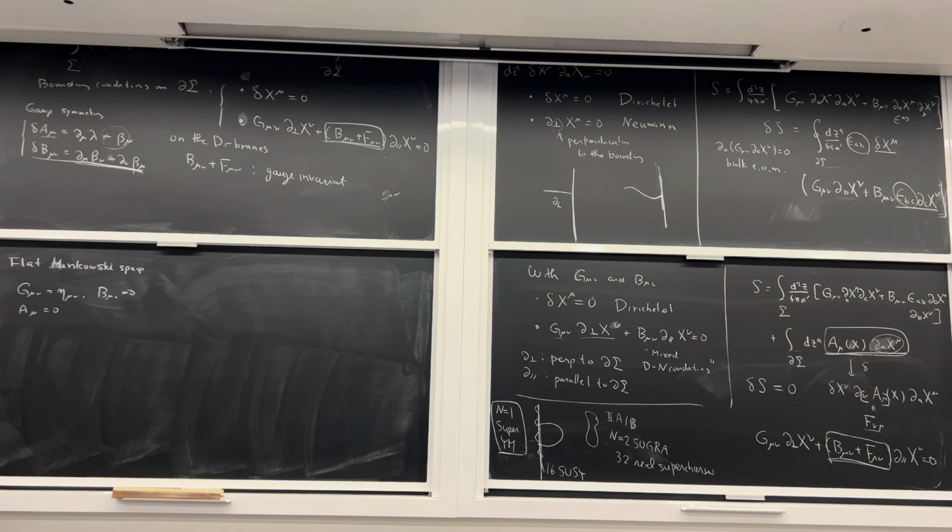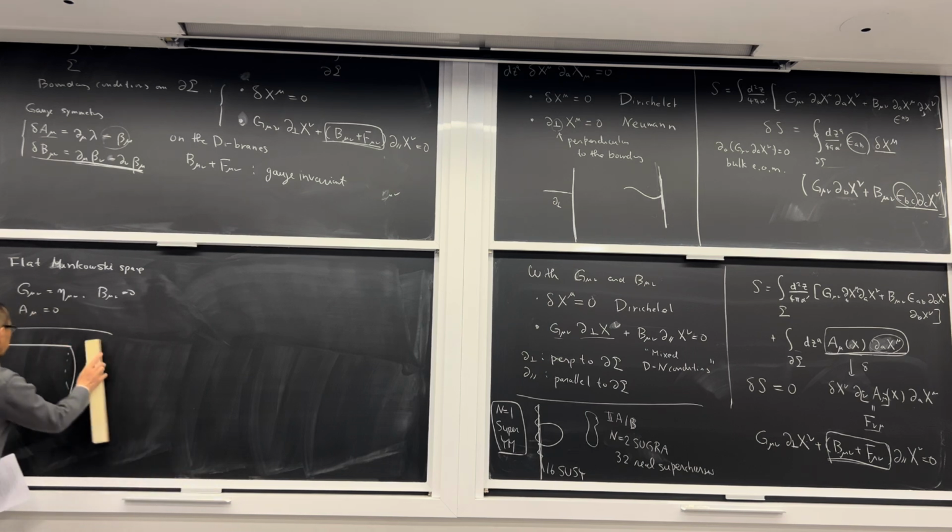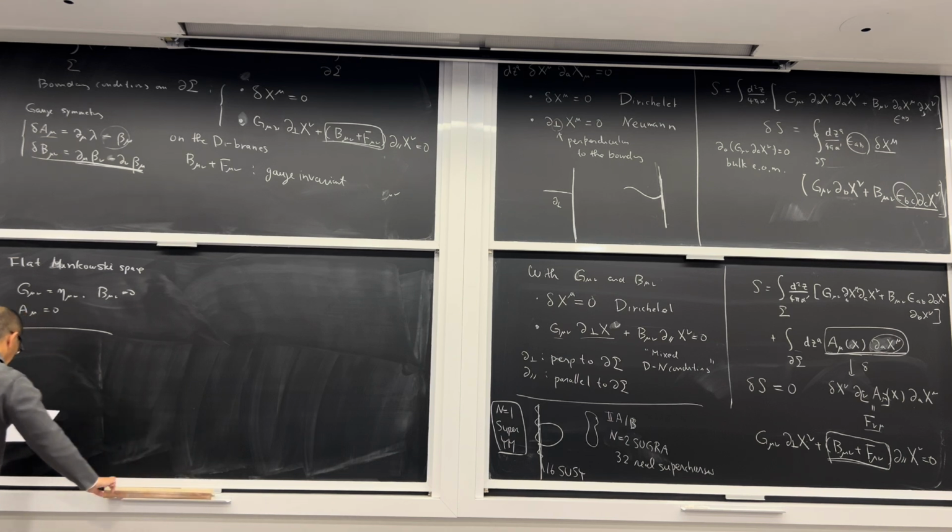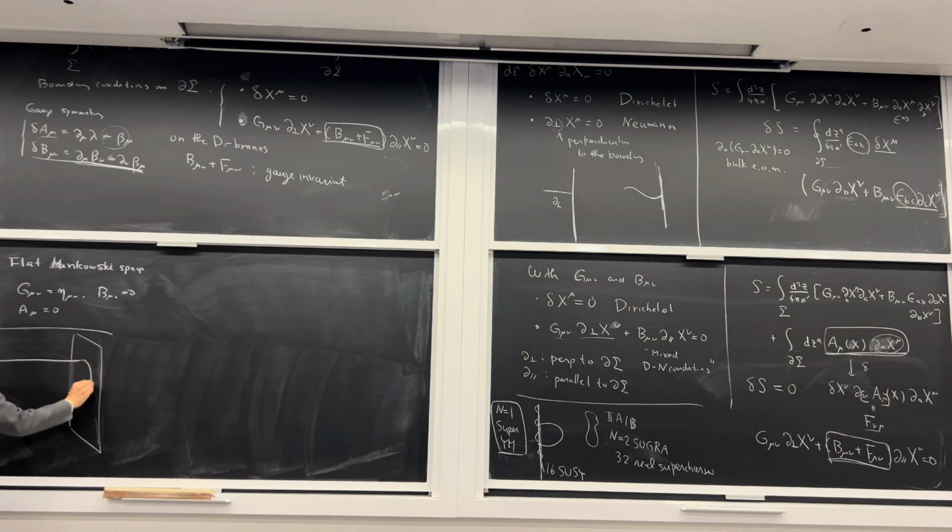Okay, so in that case, let's choose the coordinates specifically for simplicity. So let's suppose the worldsheet is like a cylinder, and then the worldsheet ends. So suppose you have a D-brane like that, and then suppose there is a string coming in and ending on it.